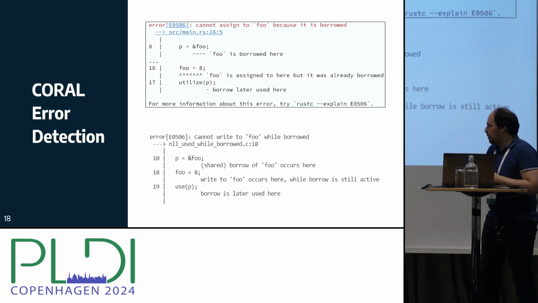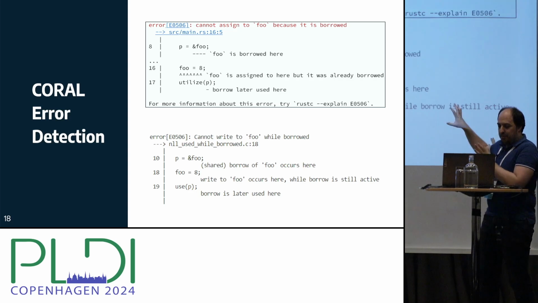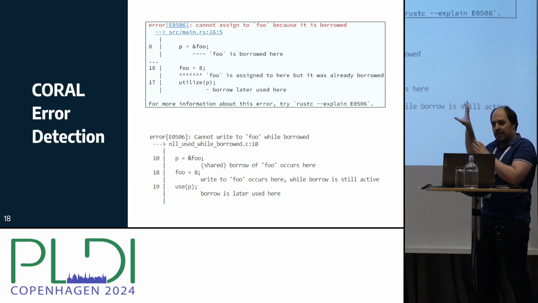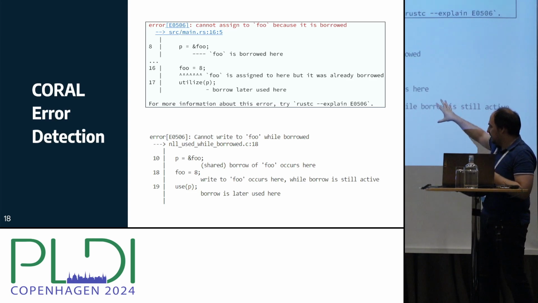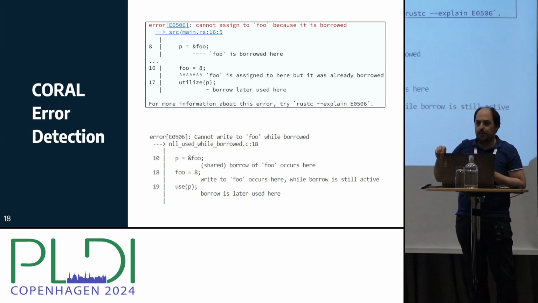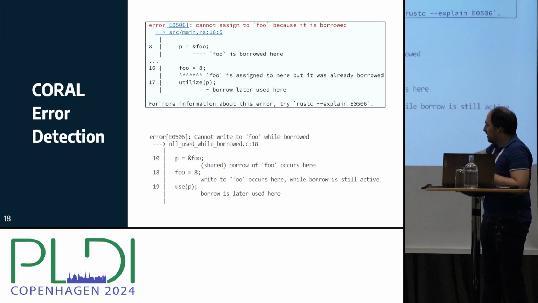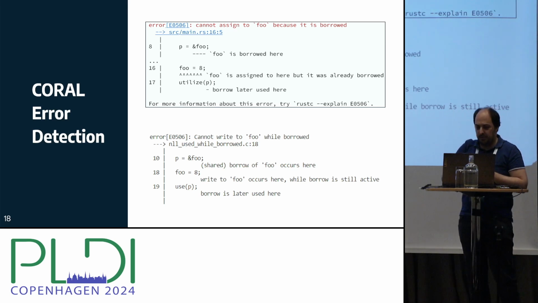Okay, so after all that, this is what we are obtaining. If we give that code to Coral, it will output a very similar message to the one that Rust obtains. It uses the same three-point narrative, which is how they call this message format.